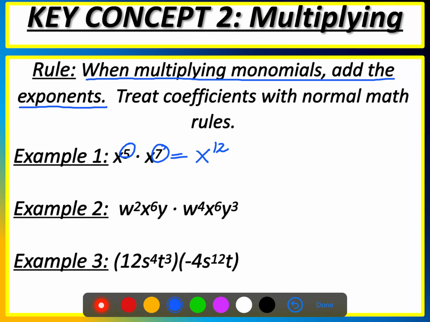In example 2, we are adding the exponents for like variables. So I can only add together the exponents of w together, x together, and now y's. What exponent should be implied on this first y if nothing is there? It's a 1.